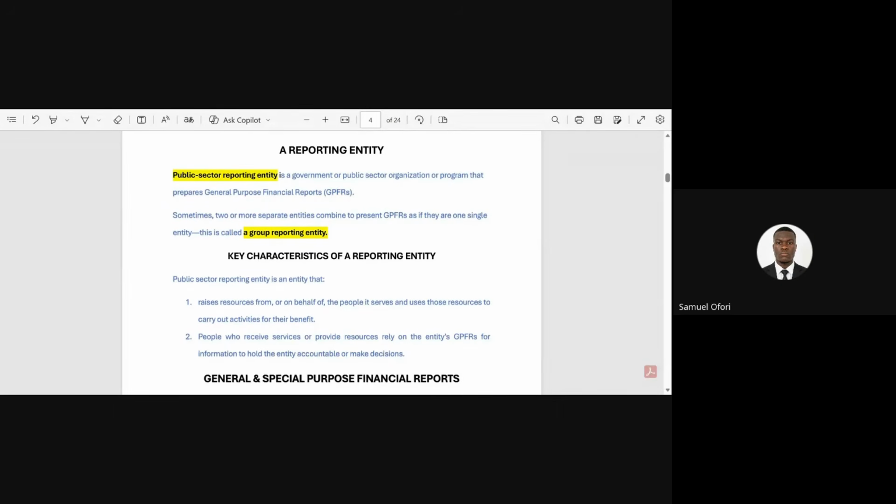All right. So please, who can give us the second characteristic of a reporting entity? Charity, are you with us? Yes, please. So the second characteristic of a reporting entity: they provide resources to the entities, and rely on them for information to hold the entity accountable.